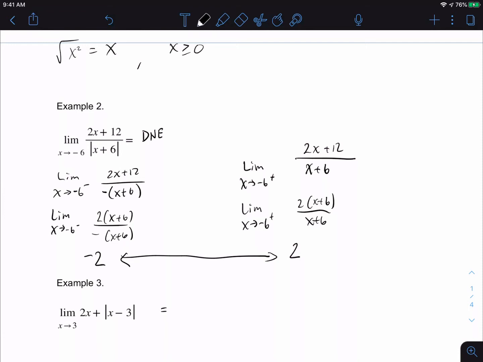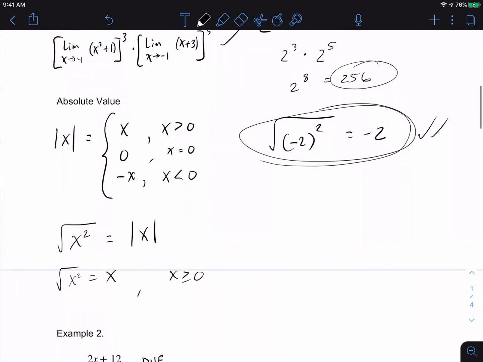Now, I want to go back to that original problem where I told you, when is this true? This is never true. But if we look at it and define it this way, the square root of negative 2 squared is going to be negative 2, because I end up using this case. And what does that become? Positive 2.